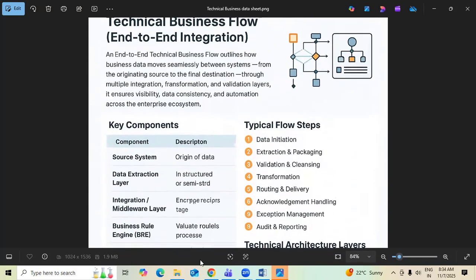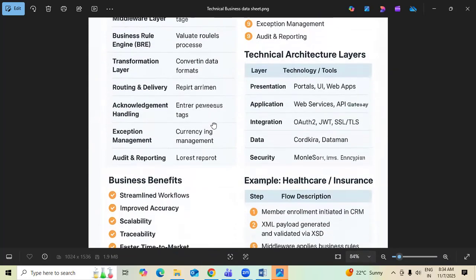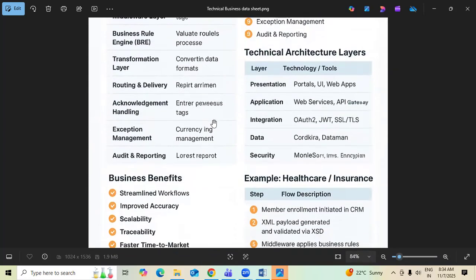The major advantage behind this technical business end-to-end flow is the different business benefits. One is that we can streamline the workflows and improve accuracy. At the same time, scalability across multiple systems is possible, including traceability, either from use case to test cases, or requirements traceability, performing an RTM, requirement traceability matrix, as well as faster time to market. These are the benefits of understanding technical business analysis.